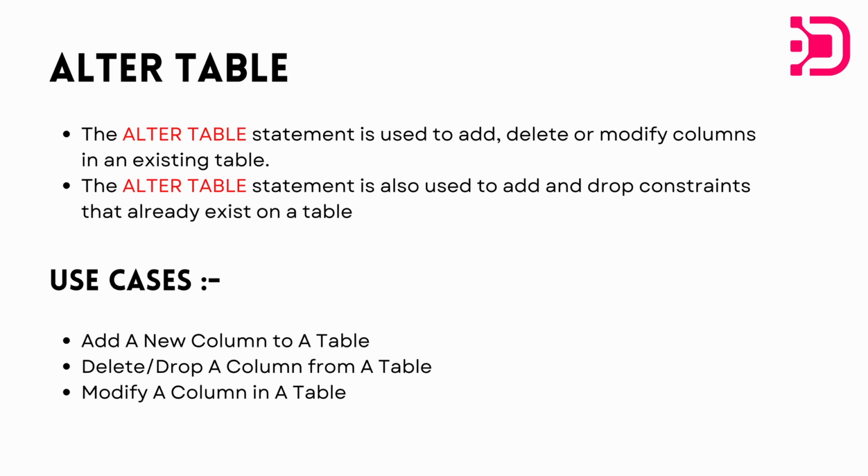So the alter table statement is used to add, delete, or modify columns in an existing table, and it can also be used to add and drop constraints that already exist on a table. The second use case we'll be discussing in a later video, but for now we'll be looking at three primary use cases: to add a new column to a table, to delete or drop a column that already exists in a table, and the third is to modify a column in a table.